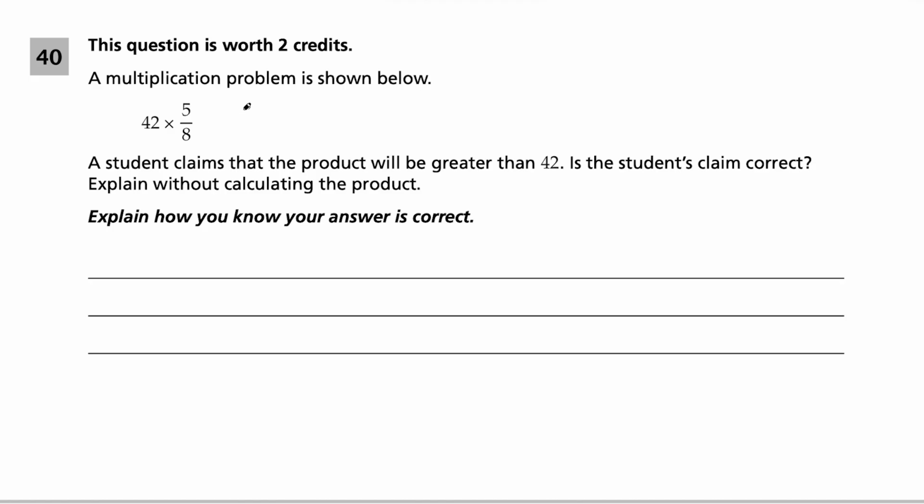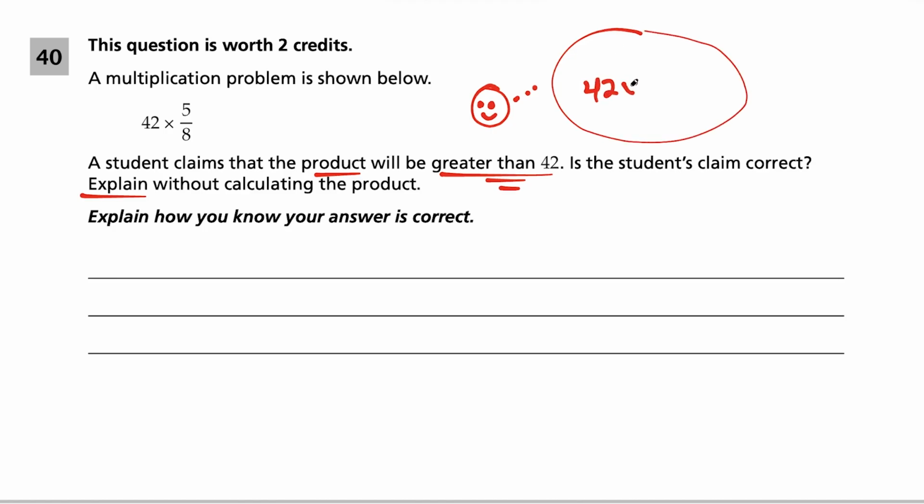Question 40, we have a multiplication problem shown below, and we have 42 times 5/8. And then we have a student claims that the product will be greater than 42. And we want to know, is the student's claim correct? And we have to explain without actually calculating the product. So for this question, we want to think about what happens when we multiply two numbers. So I'm thinking of, if I had something like 42 times 1, that would just give me 42 again. When you multiply by 1, you're going to get the same number that you're starting with. If I did 42 times 2, this would give us 84.